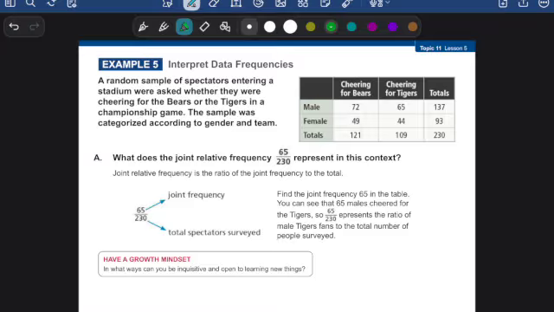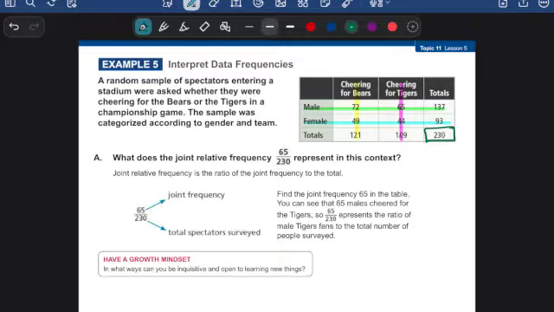Example 5. A random sample of spectators entering a stadium were asked whether they were cheering for the Bears or the Tigers in a championship game. The sample was categorized according to gender and team. So again, we're looking at males and which team they were cheering for, and the females and which team they were cheering for. Here is our total: 230 people were surveyed coming into the stadium.